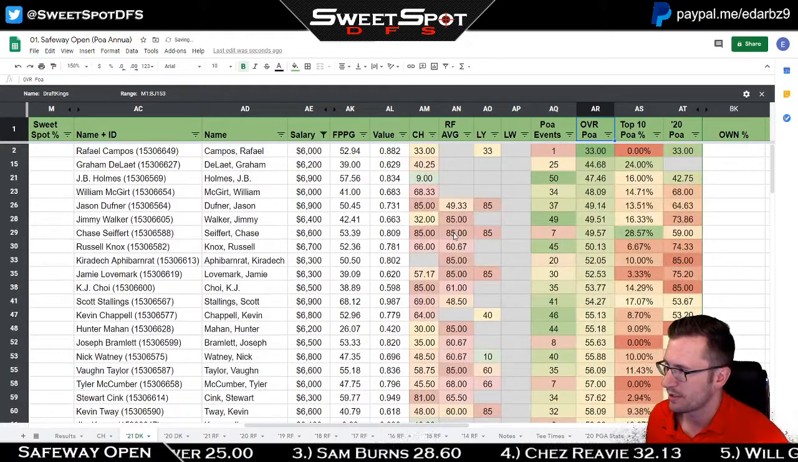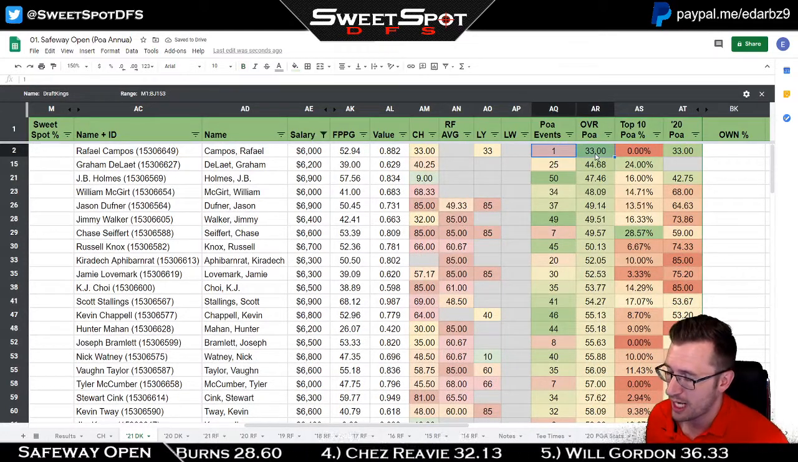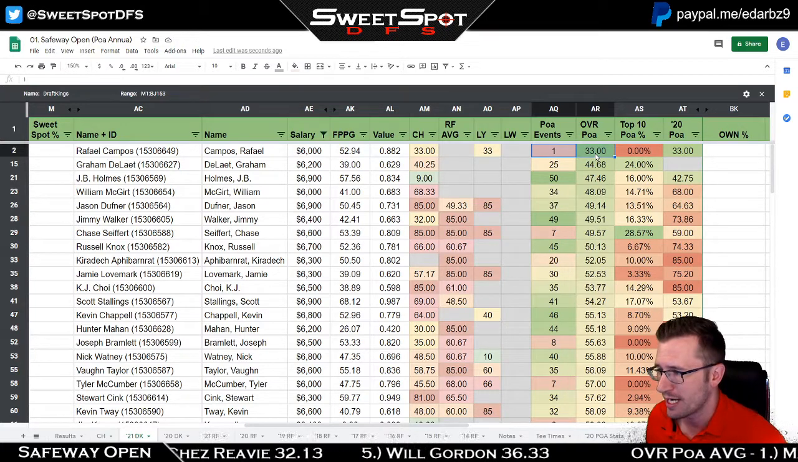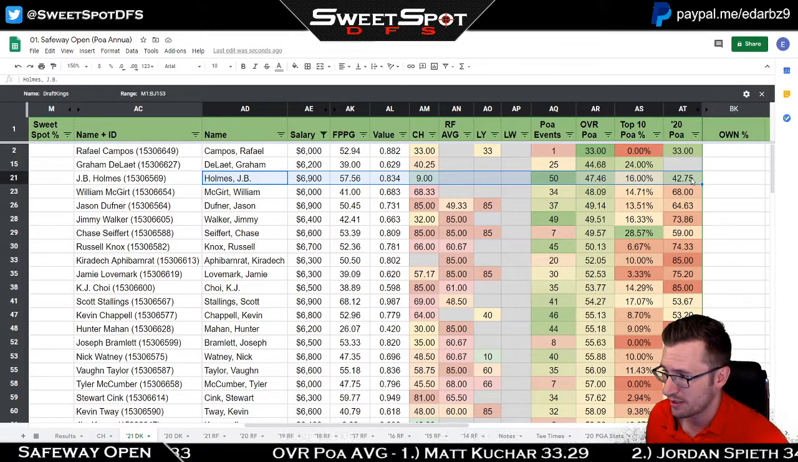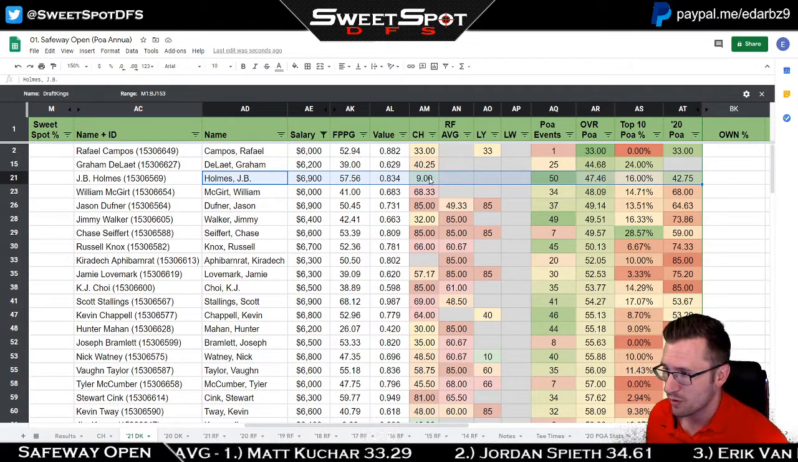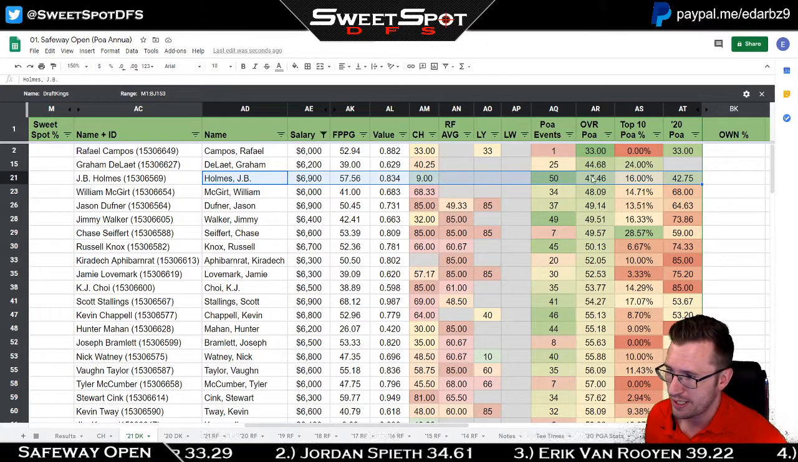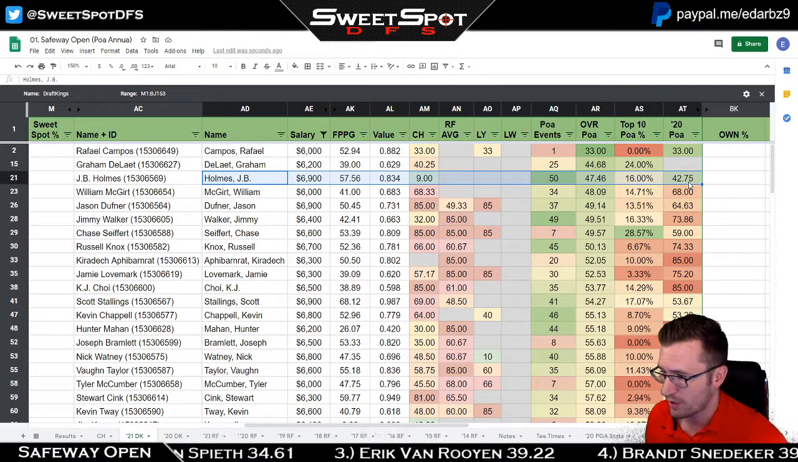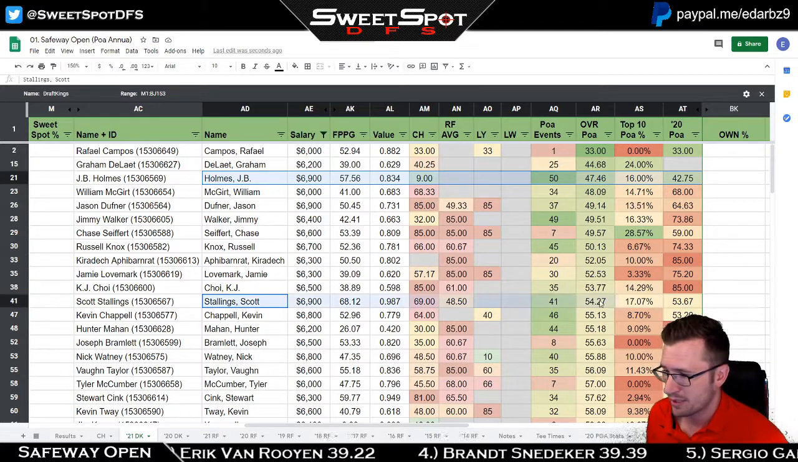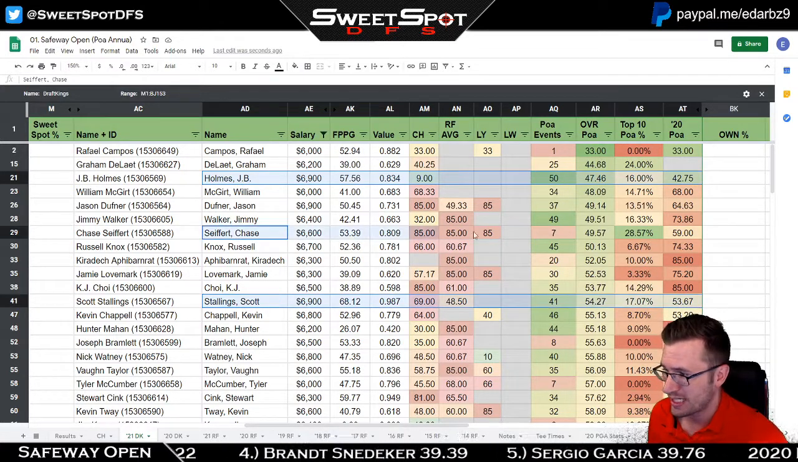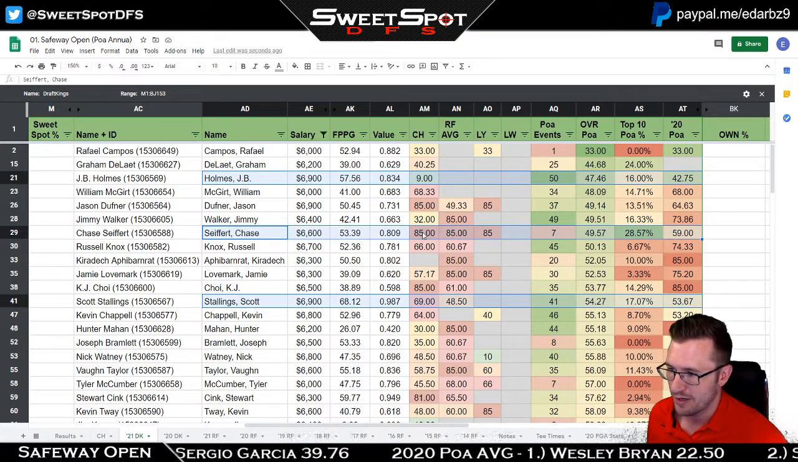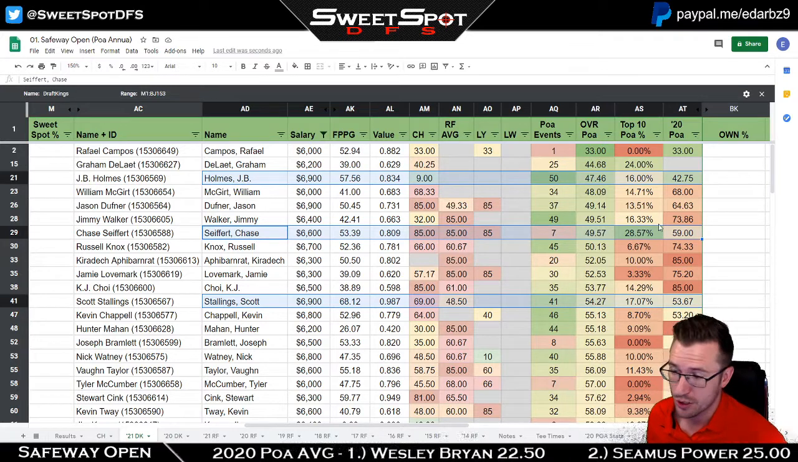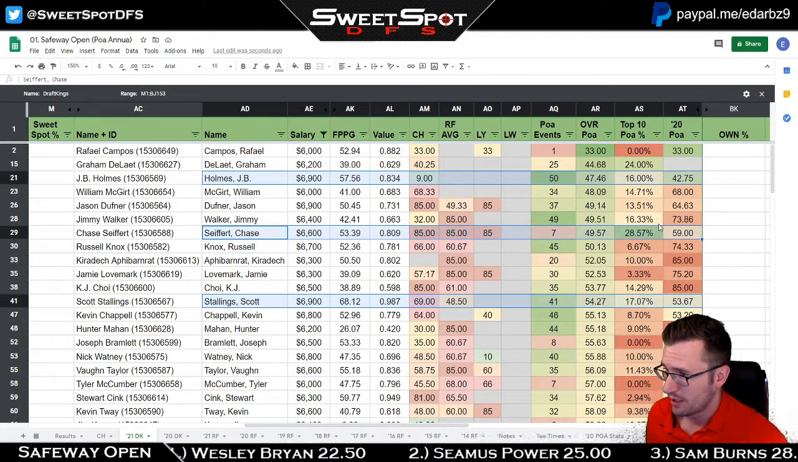Just straight POA splits. One event for Rafael Campos. I'm not going to really look into that. I'm going to go with JB Holmes. You want to hit a fade on this course. Decent course history. A lot of POA events. Great POA average. 2020 POA is good as well. Scott Stallings is not a bad choice. Chase Seifert is intriguing. Missed cut here last year, but a very good up-and-coming golfer. Good POA splits. I think if I'm going with one, it's going to be JB.